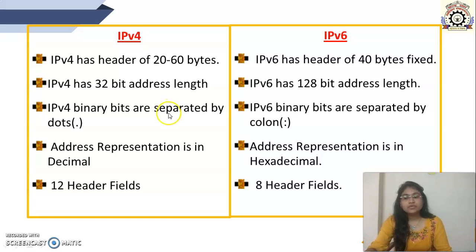In the case of IPv4, binary bits are separated by dots. It means that if we are using the address representation, you have to use dots. These dots are used to separate the binary bits. But in the case of IPv6, the colon is used to separate the binary bits. In IPv4, address representation is in decimal format, and in IPv6 you have to use the hexadecimal format. It means you have to use 0 to 9 and then continue up to F, 0 to F. Sorry, E.